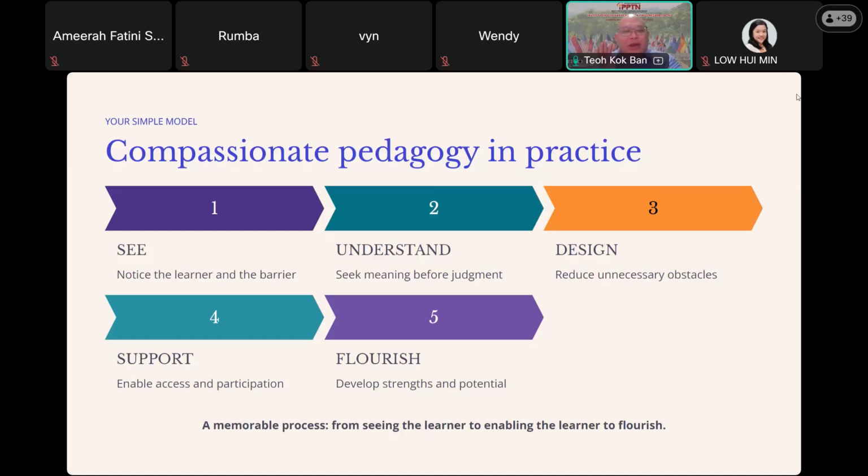It applies anywhere. We see, that means we notice our students, we understand why they behave in such a way. We try to design while still maintaining our academic standard. We design in a way where it can make things, not to say easier, but meaningfully accessible for them. Then we support them in any way so that they can access the learning easily, and they can actually develop. They can be who they are even in a better way after graduation. That is, I would say, sustainability in terms of compassionate pedagogy.